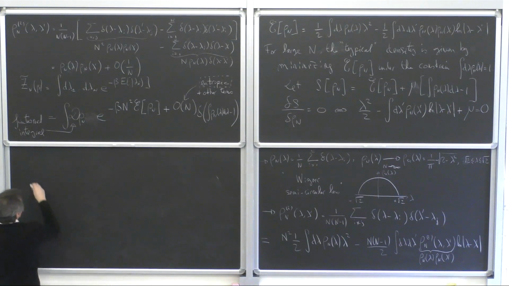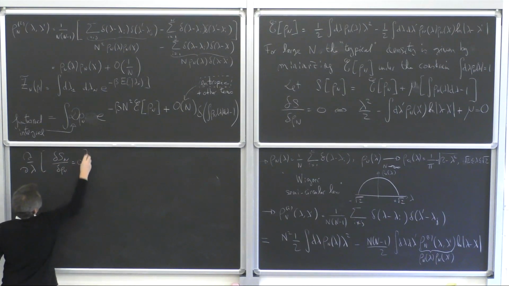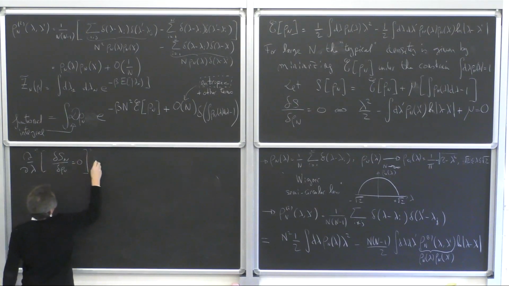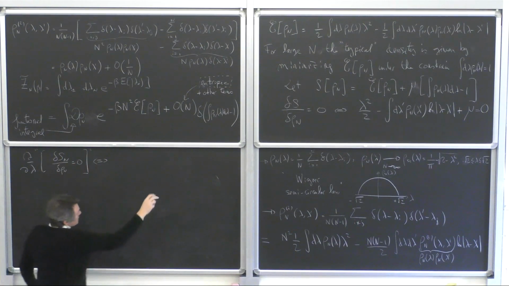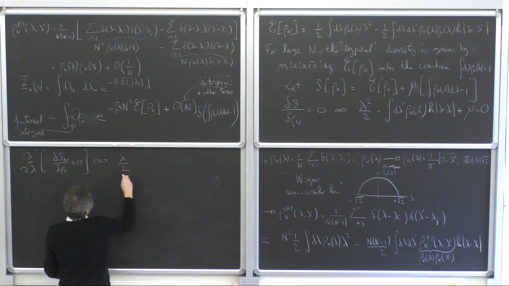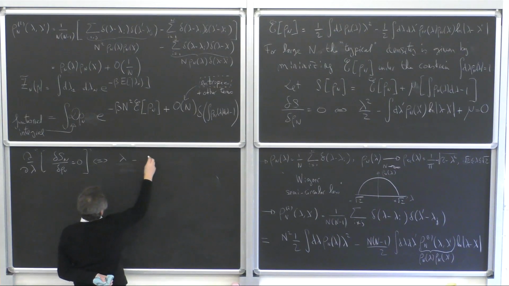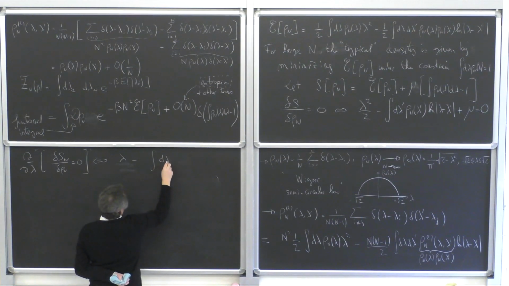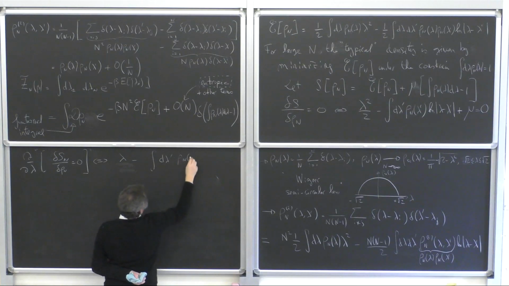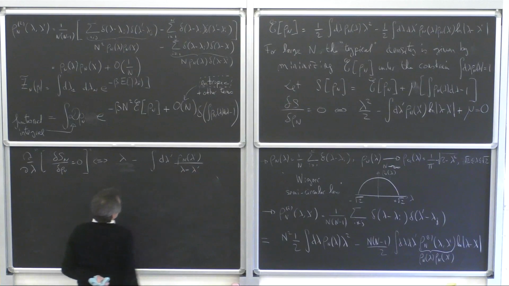Okay, so basically if I do d lambda of delta Sn over delta rho equal to zero, well, what you get is basically, the first term is simple, minus lambda, and for the other one you need to take the derivative of the log, so that will give you the integral d lambda prime rho n of lambda prime divided by lambda minus lambda prime.